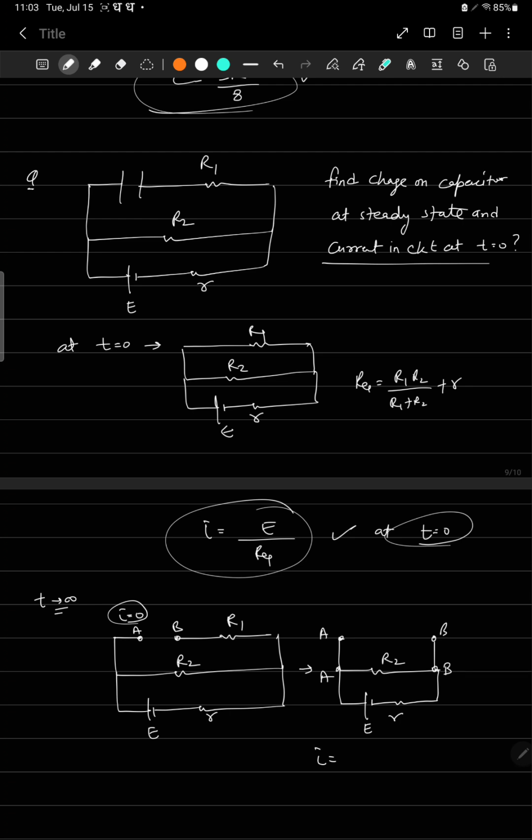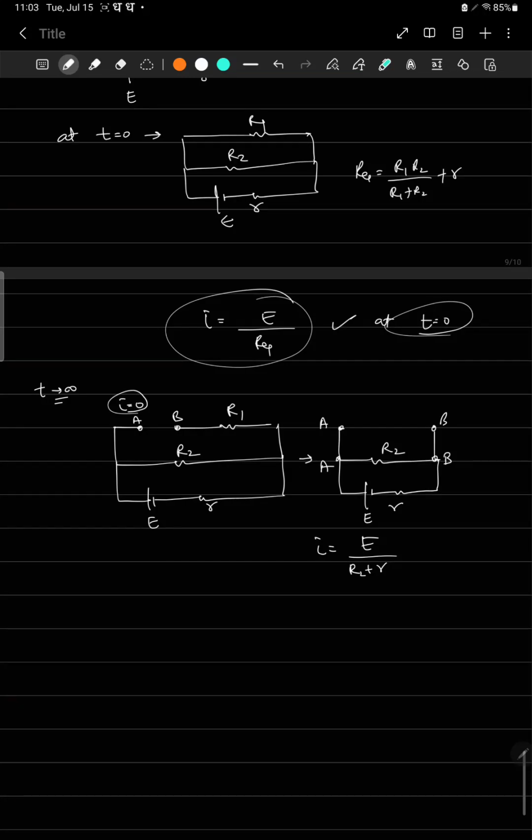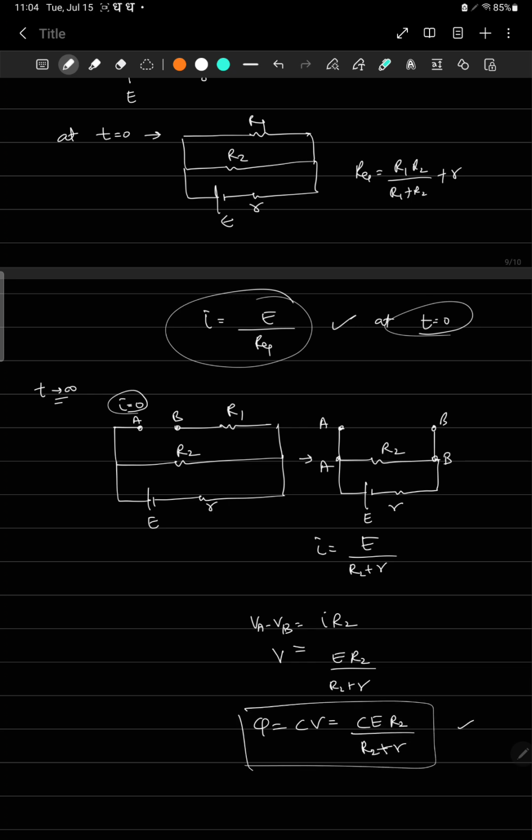So what is the current in the circuit at this instant? E by R2 plus r. Now what is the potential difference across R2? Because R2 and the capacitor will be in parallel. So VA minus VB is equal to IR2, which is E R2 divided by R2 plus r. So that is the potential difference. And now what is the charge on the capacitor? CV. So C E R2 by R2 plus r. So that is the answer.